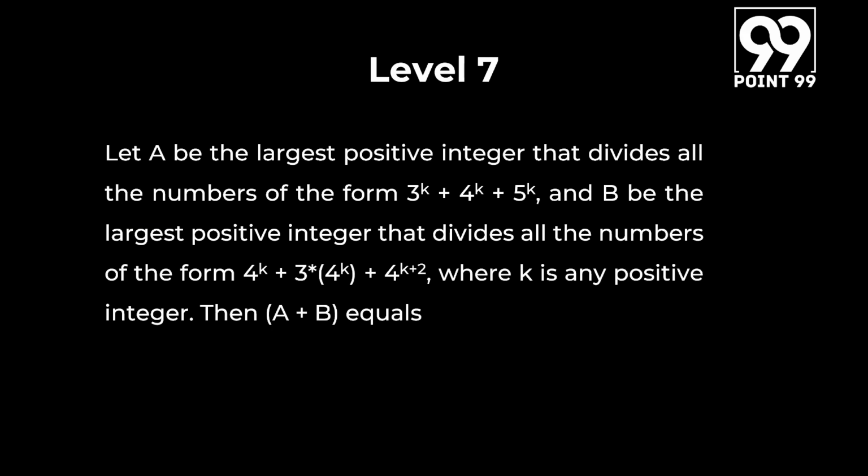Coming to level 7. Now we are talking about division, factors, some bit of algebra and so on. Still not a very difficult question, but the wording becomes slightly complicated. So let A be the largest positive integer, 3 raised to k, 4 raised to k, 5 raised to k divides this particular number. B be the largest positive integer that divides another large number that we have, where k is any positive integer. We have to find the value of A plus B.